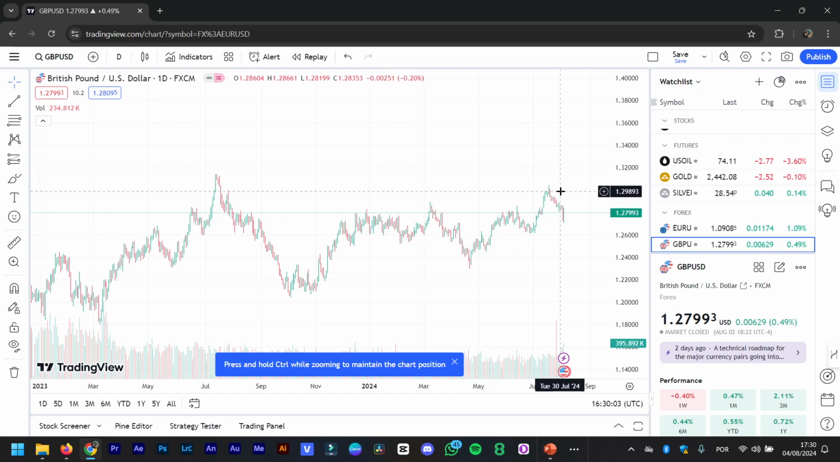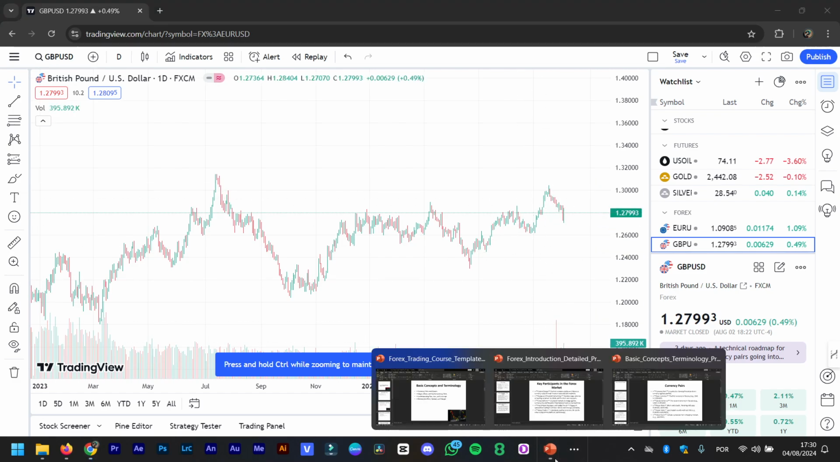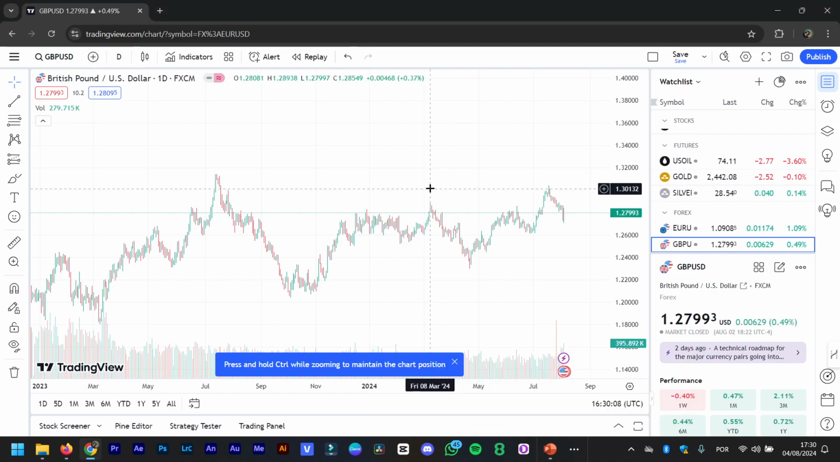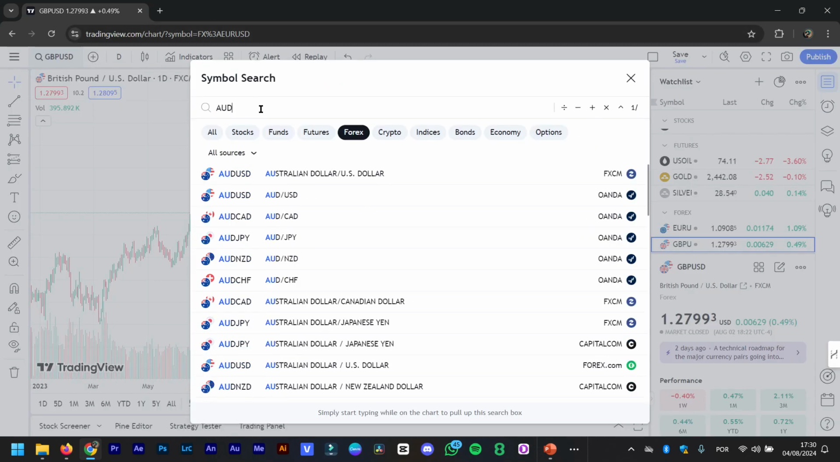We also have this thing called minors. Okay, they're minor pairs, which don't include the US dollar. For example, these are Euro GBP and AUD NZD. So let me go ahead and type in AUD NZD.